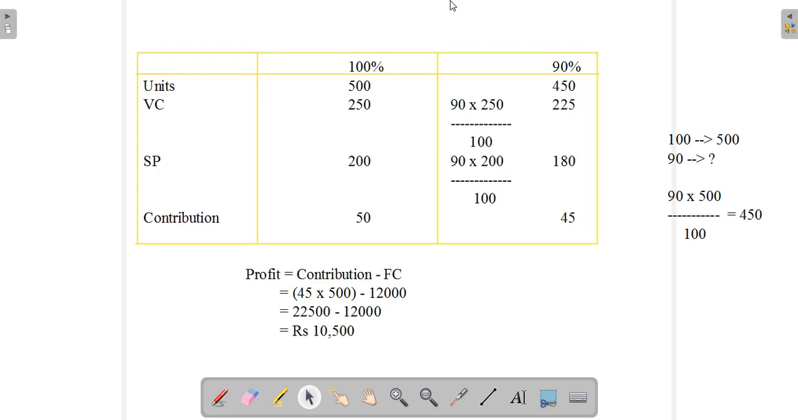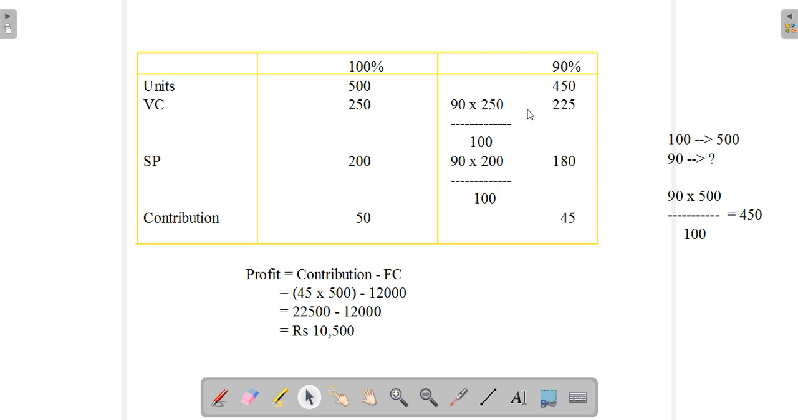To answer the third part, first we have to identify at 100% what are the values. 100% units is 500 units, variable cost is 200, selling price is 250. So selling price minus variable cost is 50. At 90%, so at 100% if it is 500, at 90% how much? So 90 into 500 divided by 100, you get 450 units.